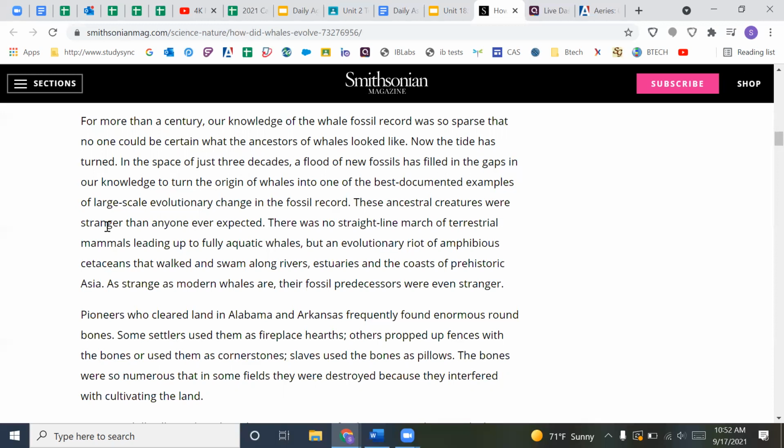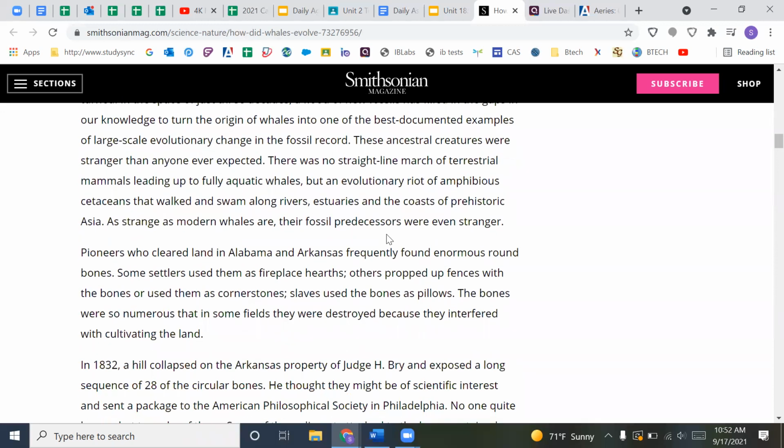Ancestral creatures are stranger than you ever expected. There was no straight line march of terrestrial mammals leading up to fully aquatic whales, but an evolutionary riot of amphibious cetaceans that walked and swam along rivers, estuaries, and coasts. As strange as modern whales are, their fossil predecessors were even stranger.